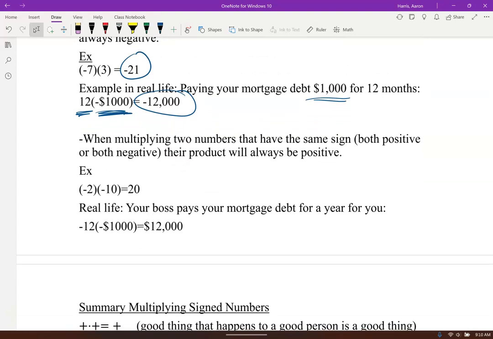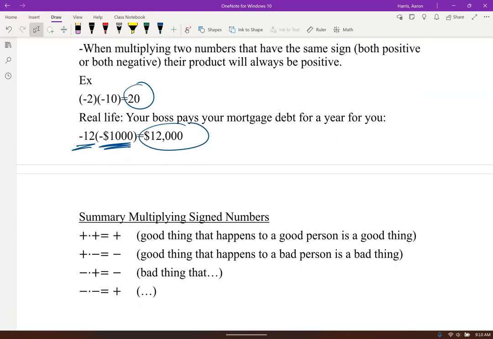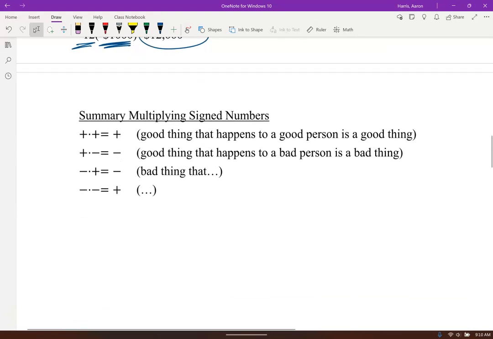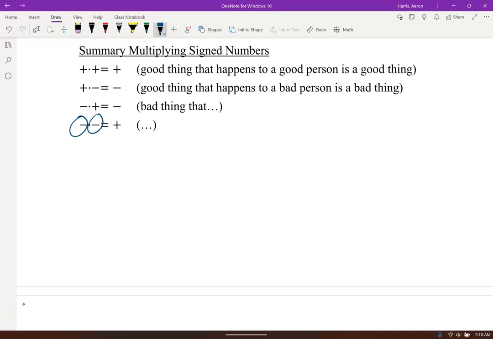If same sign, when you're multiplying a negative times a negative, you get a positive, right? So in real life, if your boss pays your mortgage debt, here's your mortgage debt of $1,000, your boss is paying it. That would be kind of like a positive. That's a bonus for you, right? It's a bonus, $12,000 in your pocket because you didn't have to pay it. Your boss is paying it for you. So again, I mentioned this last time: a good thing happens to a good person is a good thing, and so on, right? A bad thing that happens to a bad person is a good thing.